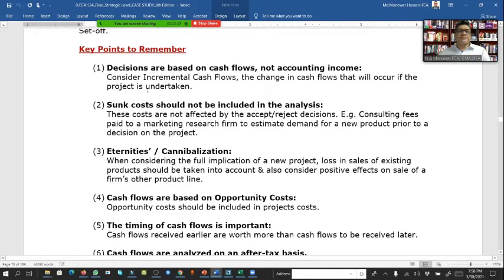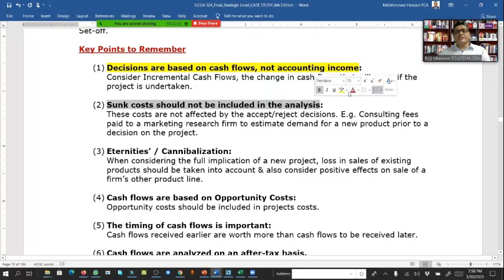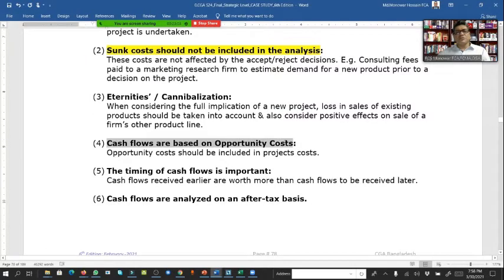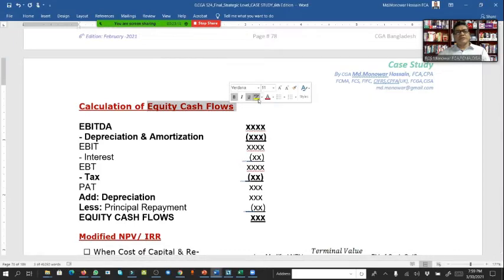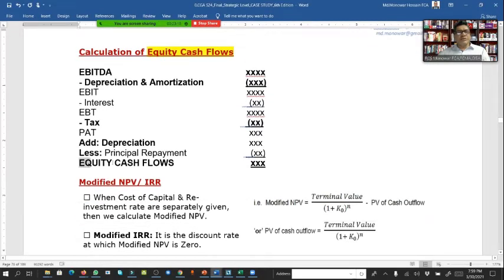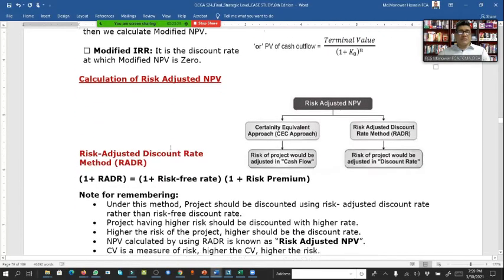So here we have to remember decisions are based on the cash flow, not accounting income. Sunk cost should not be included in the analysis. Cash flows are based on opportunity cost. The timing of the cash flow is important. Cash flows are utilized on an after-tax basis. So this is the calculation of equity cash flow. Do you know the equity cash flow? The equity cash flow, this means we are calculating the equity. So sometimes NPV, modified IRR, modified NPV, etc.